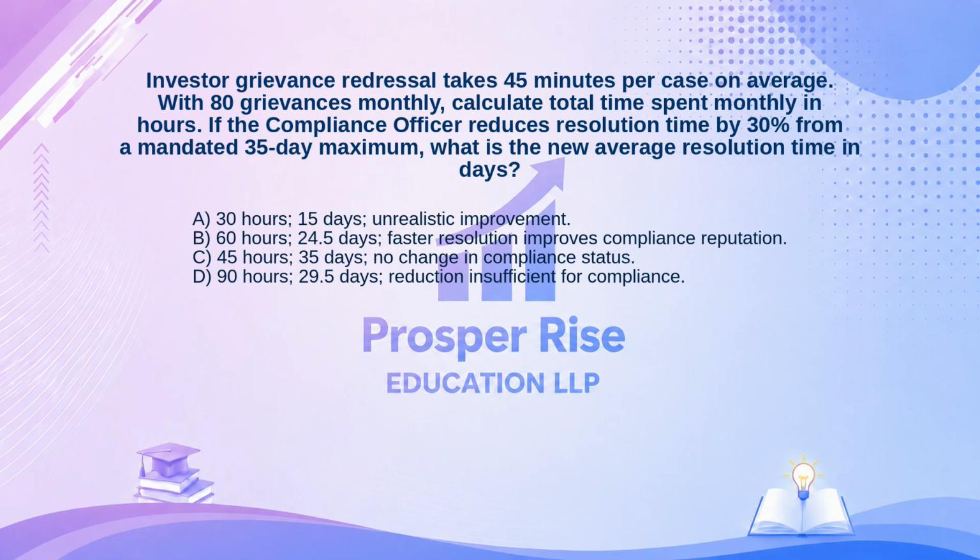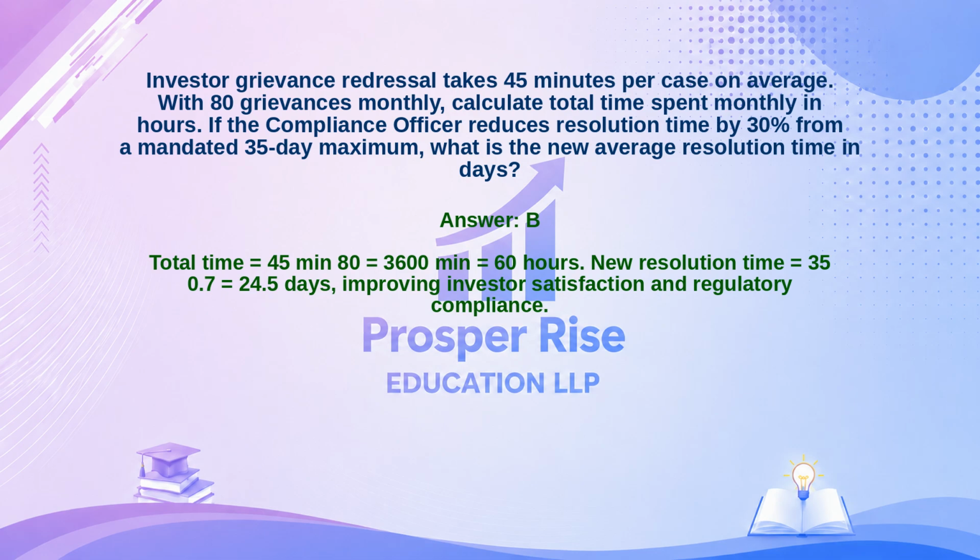Or D. 90 hours, 29.5 days, reduction insufficient for compliance. Take a moment to pause the video and decide. The correct answer is Option B. Let's see why. Total time equals 45 min × 80 equals 3600 min, equals 60 hours.